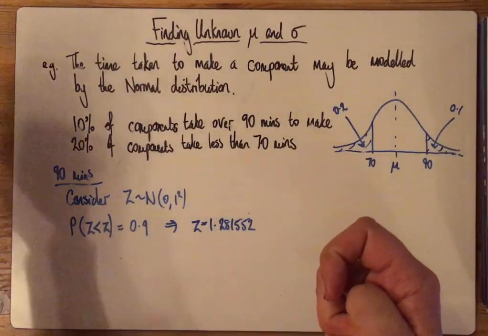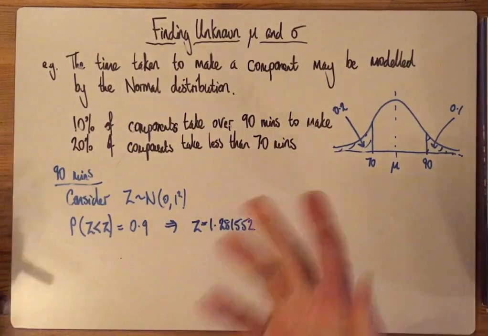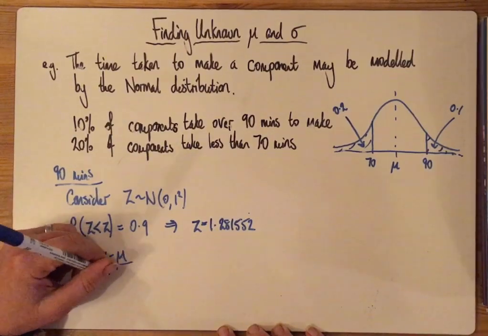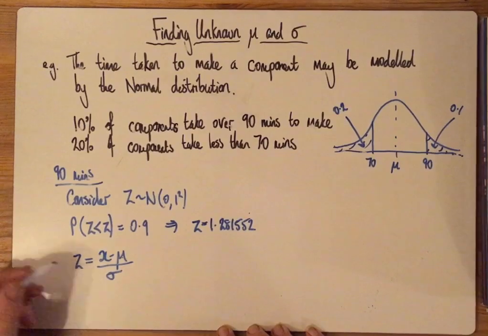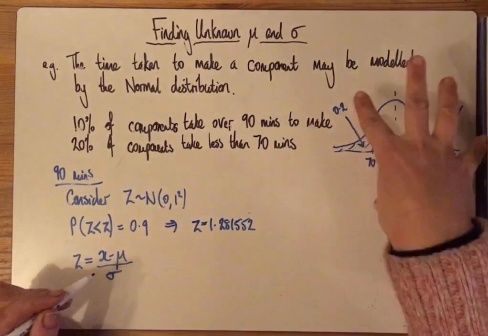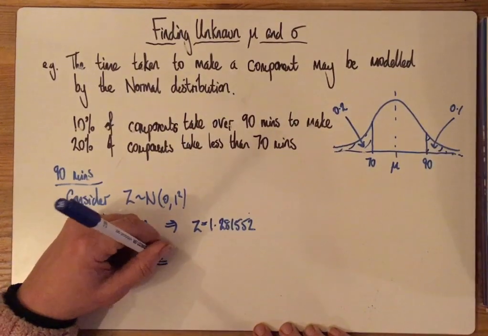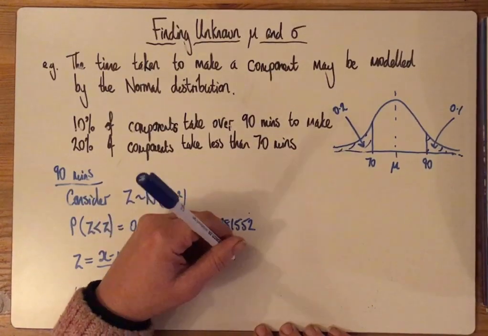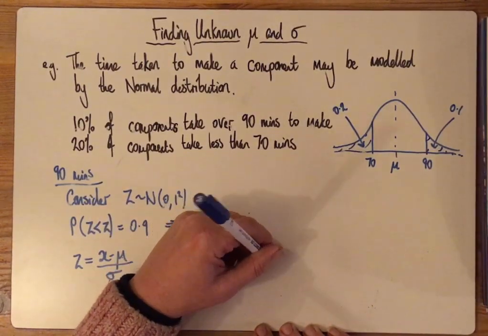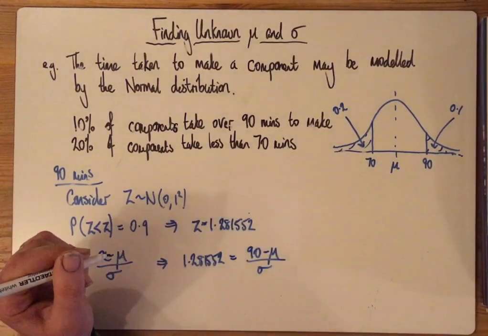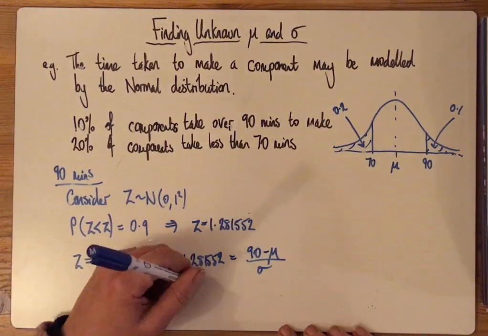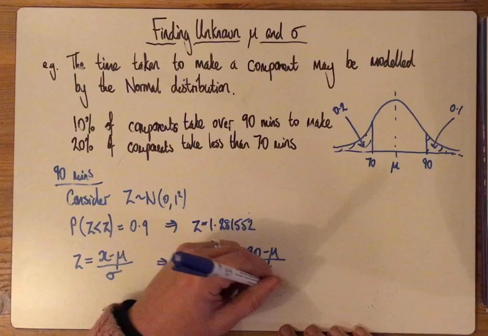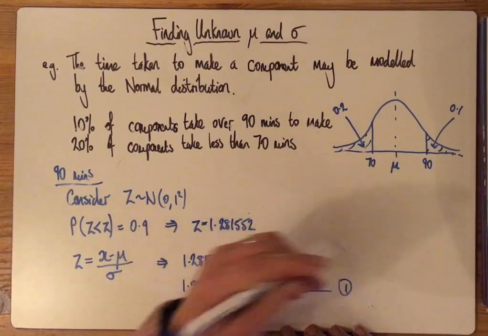And then we're mapping back, so we're using Z equals X minus the mean over the standard deviation. That's basically how many standard deviations away I am from the mean on this distribution. So 1.281552 is equal to 90 minus the mean over the standard deviation. If I times by the standard deviation, that gives me 90 minus the mean, and that's my first equation.